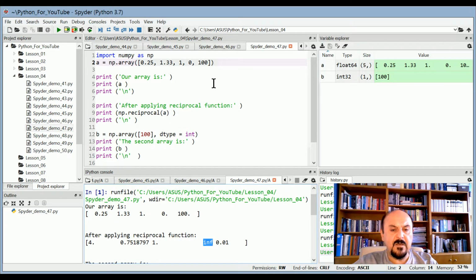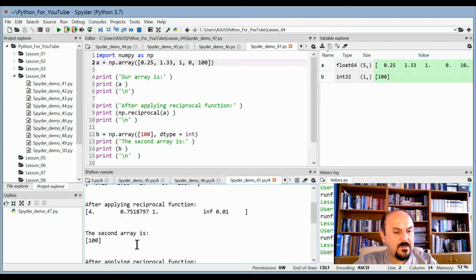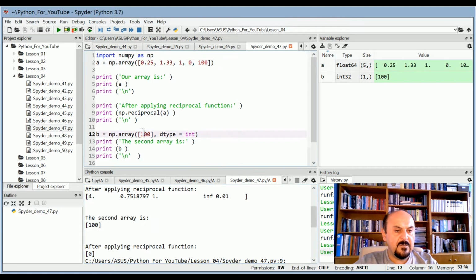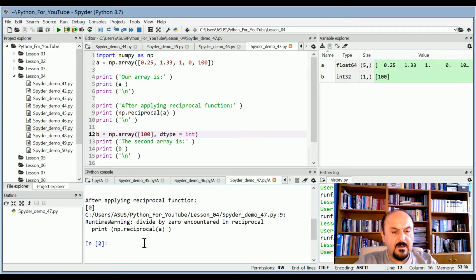So 1 divided by 100, it's a decimal notation like this, and our second array is 100, which only contains one member, and after the reciprocal function, okay, however, if we say it's integer, it may cause an error, because dtype is indicated as integer, so divide by 0 will give an infinity, so it's going to give this result, this warning.